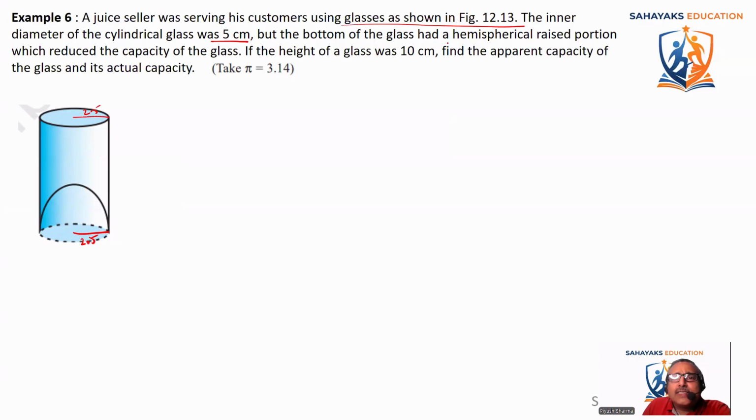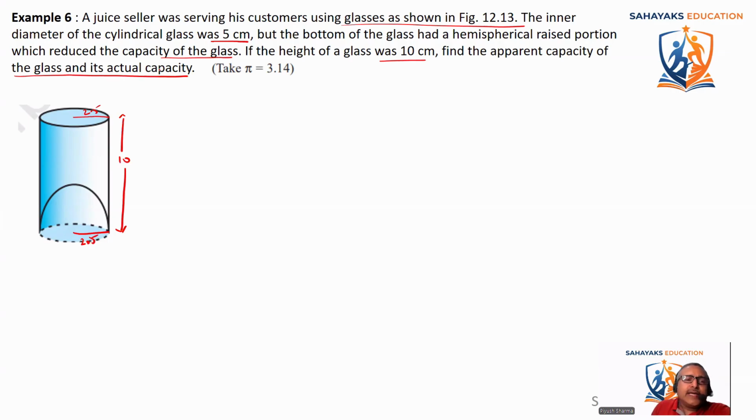But the bottom of the glass has a hemispherical raised portion. They have raised something hemispherical to show that I am giving more juice, a raised portion which reduces the capacity of the glass. So basically he's serving less juice but showing that I am giving a full glass. If the height of the glass was 10 centimeter, find the apparent capacity of the glass and its actual capacity.